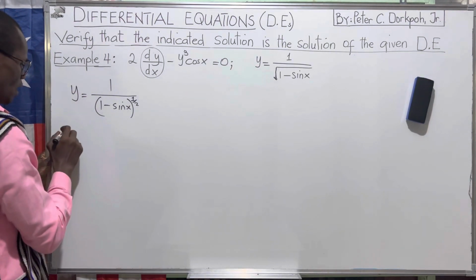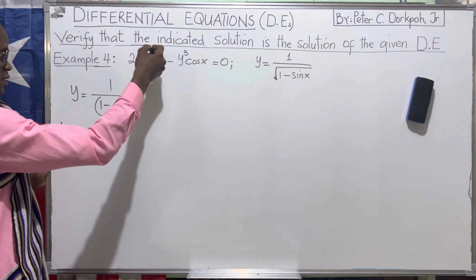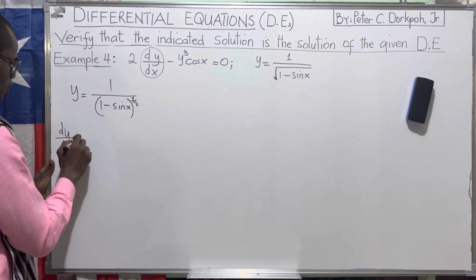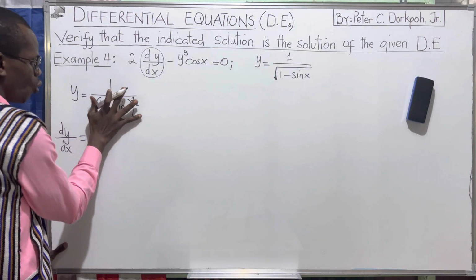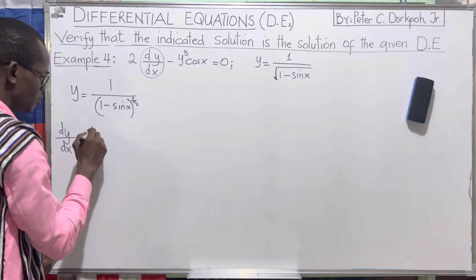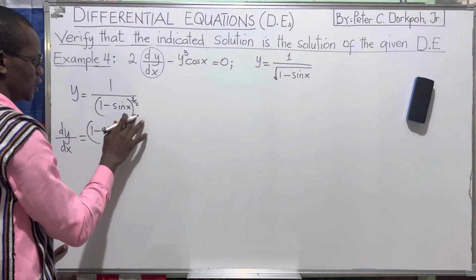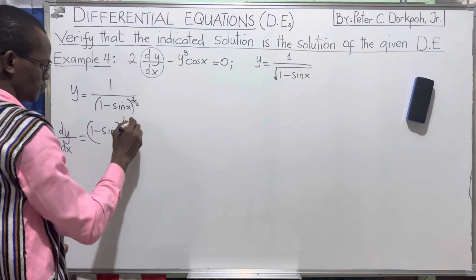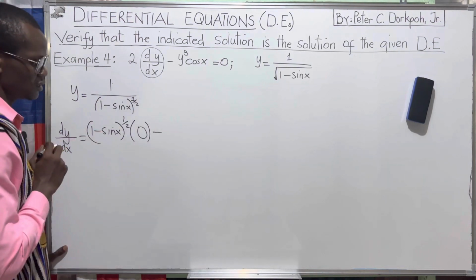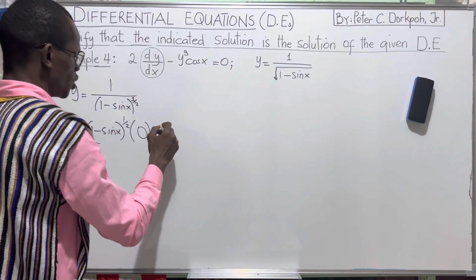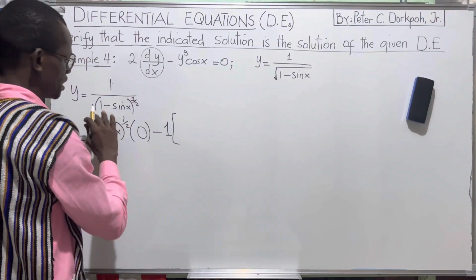So now we find y prime, or we say dy by dx. We apply the quotient rule. Quotient rule says we must hold on to the denominator expression, 1 minus sine of x. We hold on to it without differentiating, and then we differentiate the numerator. The derivative of a constant, which is 1 now, is equal to 0. Minus, so we should put a minus sign. We hold the numerator expression and we differentiate the denominator.